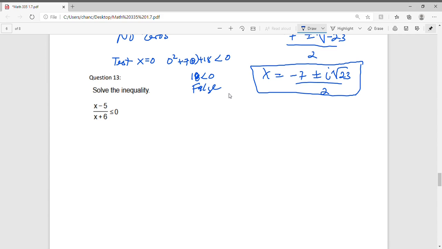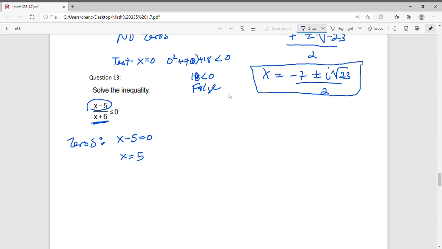Question 13. We want to solve the inequality x minus 5 over x plus 6 is less than or equal to 0. Again, we'll try to find the zeros. That's where the numerator is equal to 0. So x minus 5 is equal to 0. This implies x equals 5 is a 0.